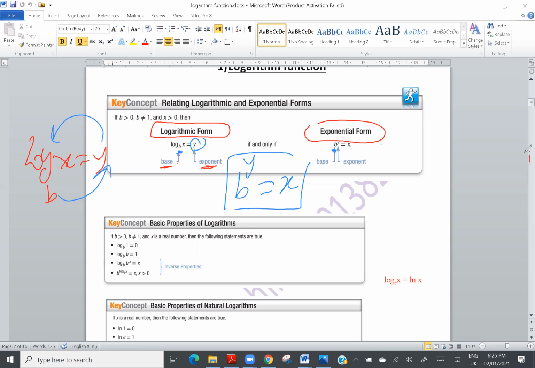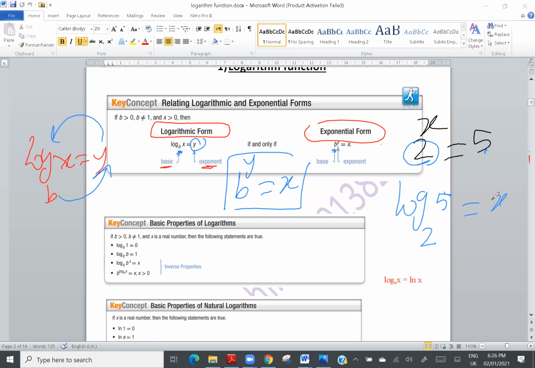So if we have, for example, 2 power x equal 5, how can I convert it to log? It will be log, the base here will be here, and the 5 here will be here.